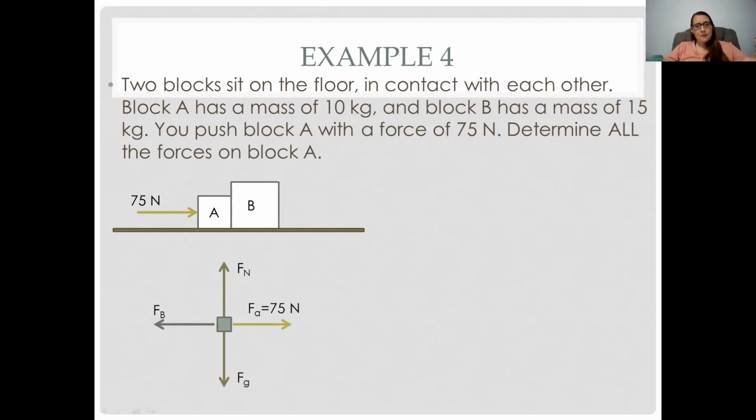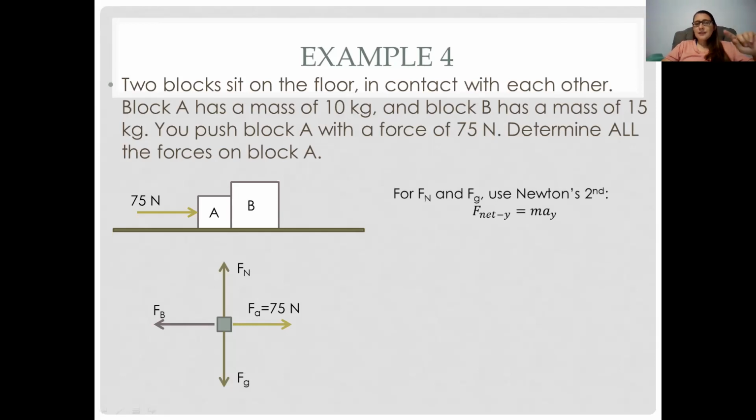Again, we have force of gravity pulling down, the normal force pushing up. The applied force to the right, we know, is 75 newtons. And then the force of block B pushing back on block A. Okay, the only value that we're given as far as forces go is that 75 newtons. However, we can calculate some of these other forces.